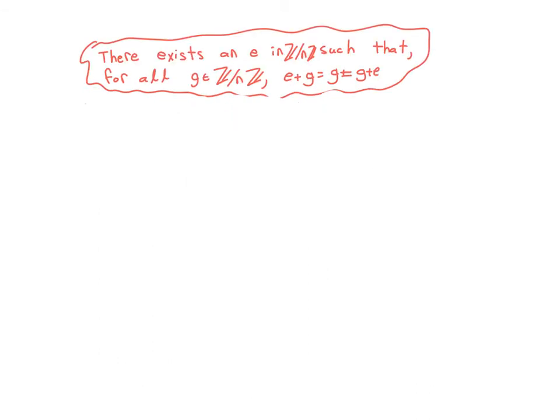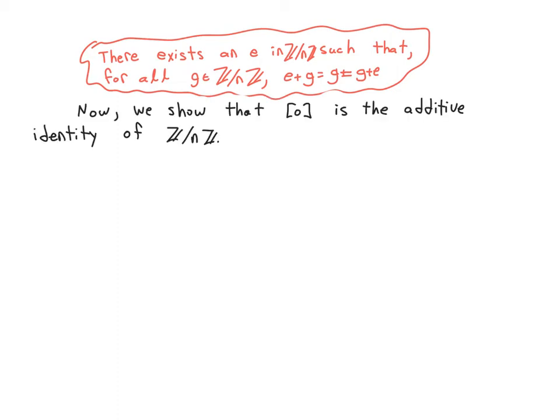All right, the next step is to prove we have an identity, which means that there exists an E such that E plus G is equal to G. Well, we already know what it should be. It should be the equivalence class of 0. So now we show that the equivalence class of 0 is the additive identity of Z mod NZ. Again, the red type up here is not in the proof. This black font is.